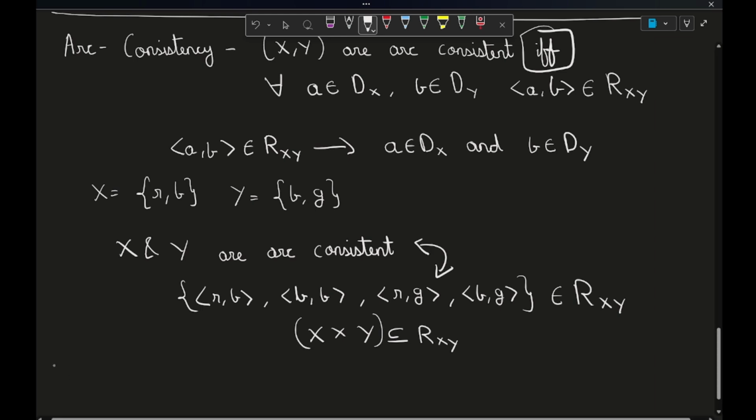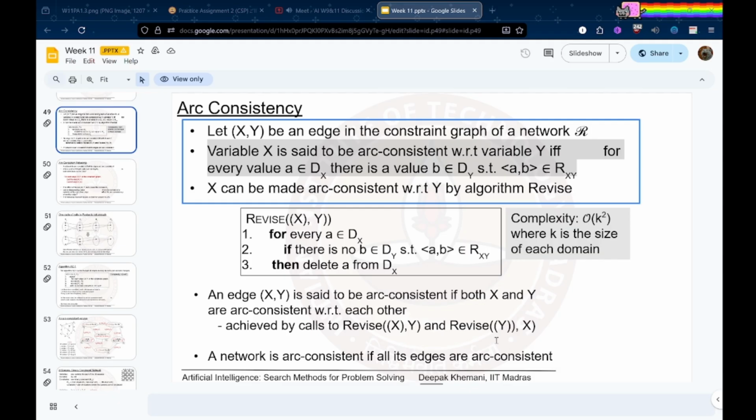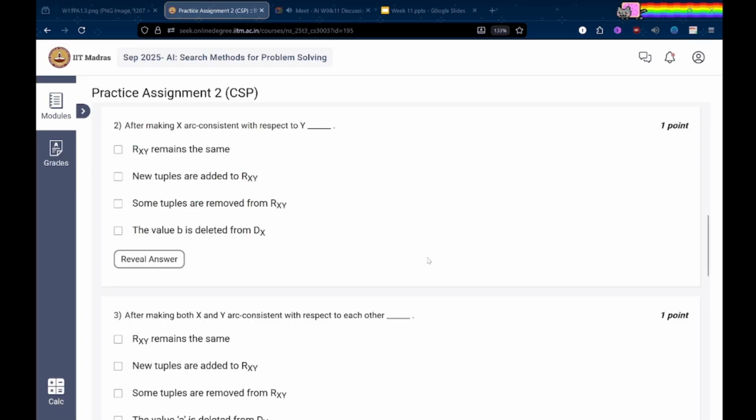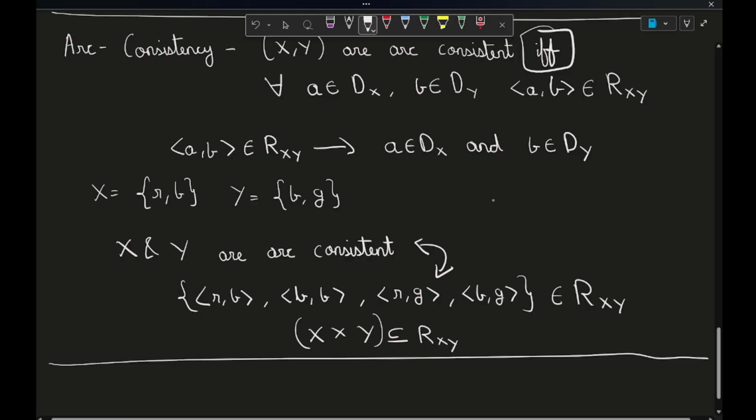Okay, maybe we should just move to the example now. So after making X arc consistent with respect to Y, what happens? X and Y should be made arc consistent, and we call that a revise function. What the revise function basically does is that if it finds any such pairs which do not belong to Rxy, then it just removes them from the domain itself. Yeah, it removes both the elements from the domain.